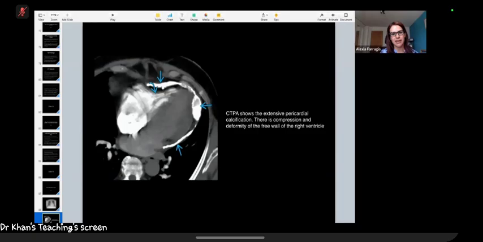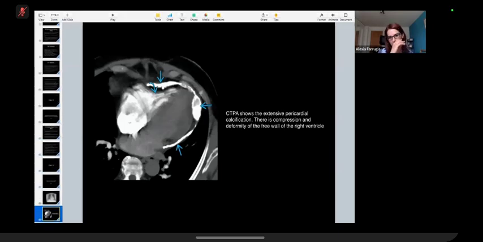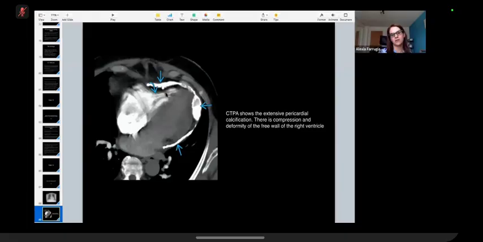So there is extensive pericardial calcification, as you can see. It's outlined by the arrows. And there's some compression and deformity of the free wall of the right ventricle there. So what do you think? Does that help you in any way? Look at the right ventricle. The right ventricular chamber is very, very compressed.